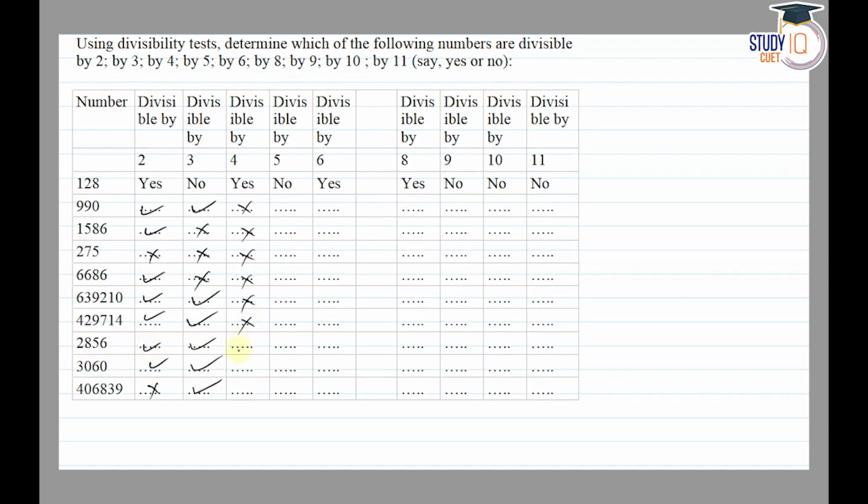56 is divisible by 4, so the number is divisible by 4. 60 is divisible by 4, so the number is divisible by 4. And 39 is also not divisible by 4, so it's not.